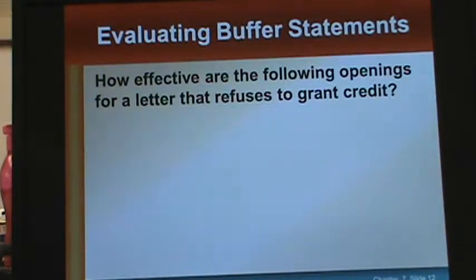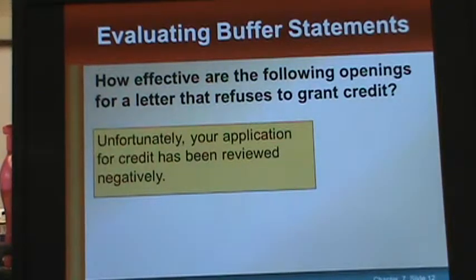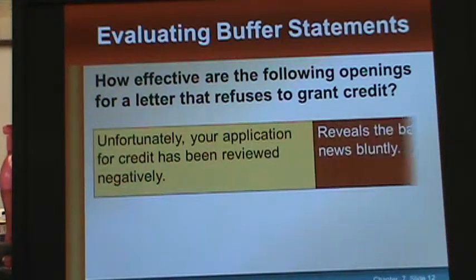Here are some quick checks. How effective is this for an opening that refuses to grant credit? "Unfortunately, your application for credit has been reviewed negatively." It's the direct approach, so it's wrong in that aspect. It reveals the news too bluntly and shows no sensitivity.